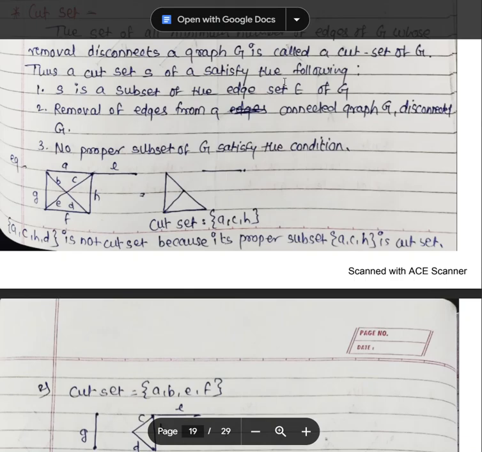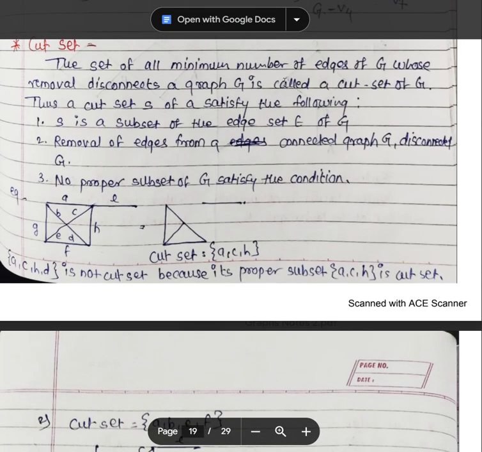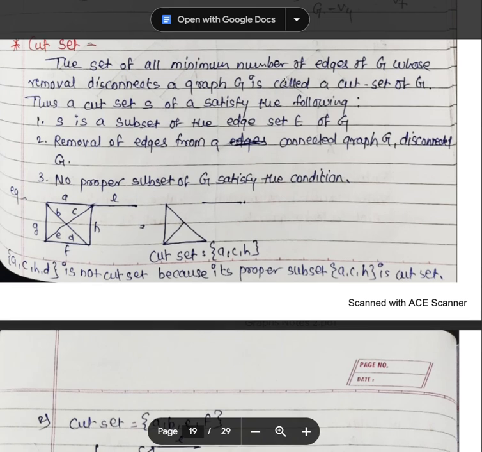Hello everyone. The topic that we are going to discuss today is cut sets, Euler graph, and Hamiltonian graph. So the first point is cut set.